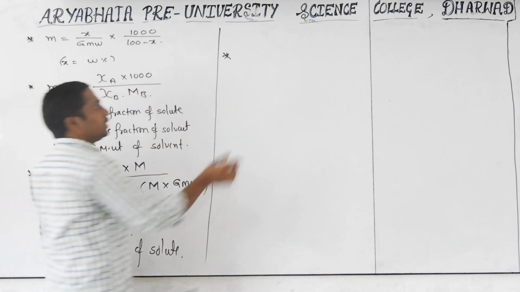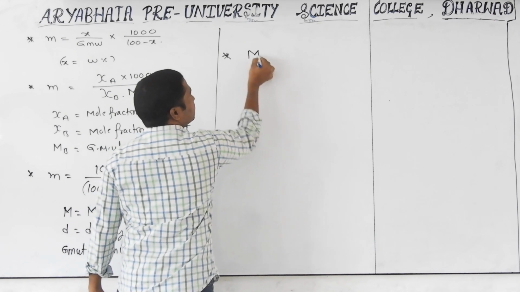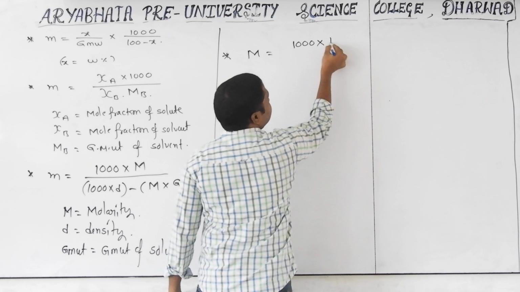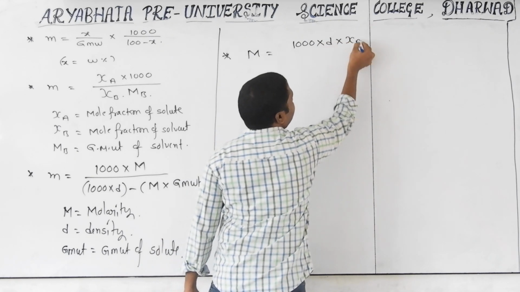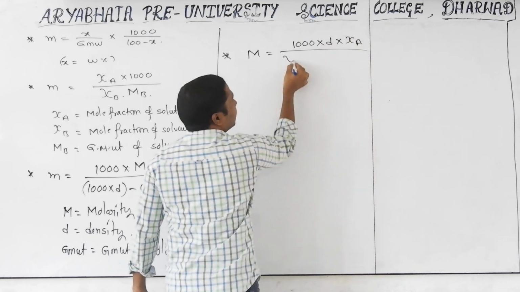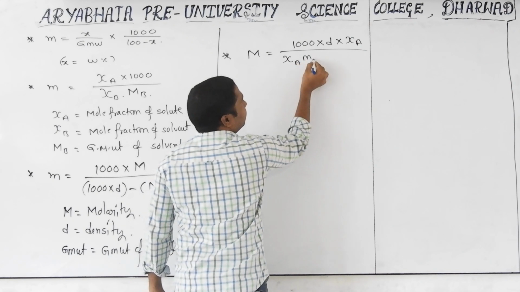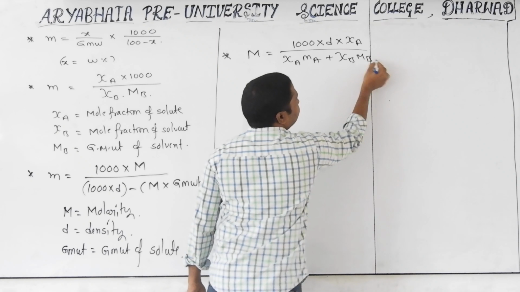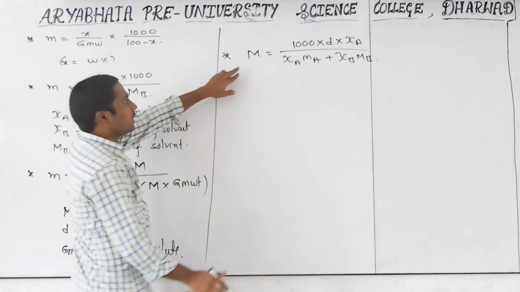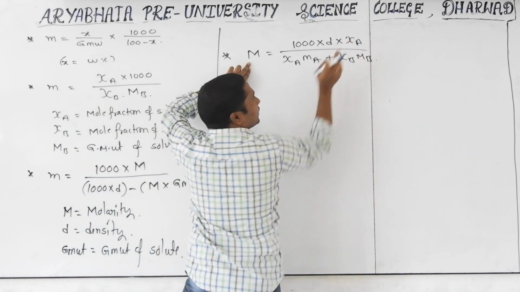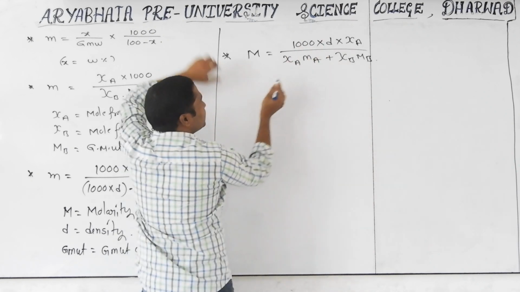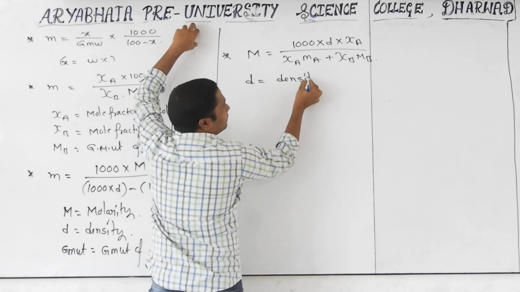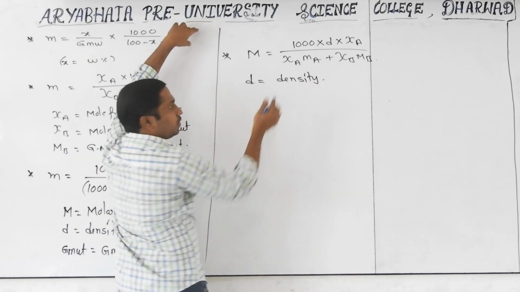Molarity and mole fraction relation. Molarity is equal to 1000 into density into chi A by chi A into MA plus chi B into MB. What relation have we seen here? Molarity and mole fraction relation with the density. Yes, you see here, D means what? Density of the solution. Very useful from a competitive point of view.